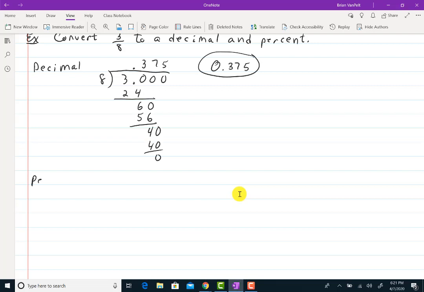Then as a percent, I'm going to take my 0.375 and move my decimal to the right 2 places, and I'll get 37.5%. That is the worst looking percentage sign I've ever seen. It looks like I smashed a spider on my screen. That doesn't look a lot better, but at least it resembles a percent better.